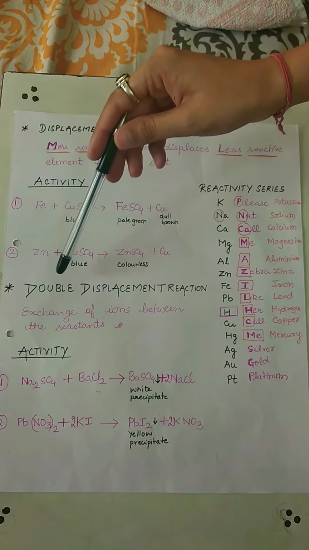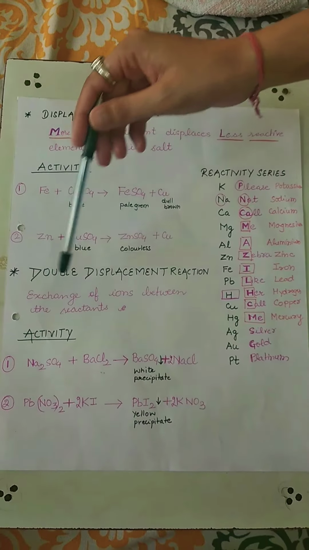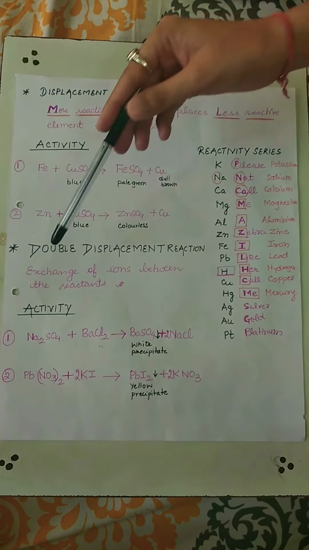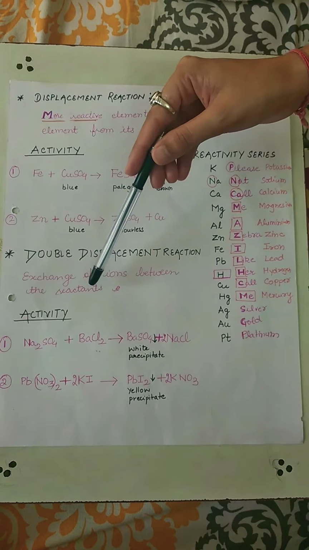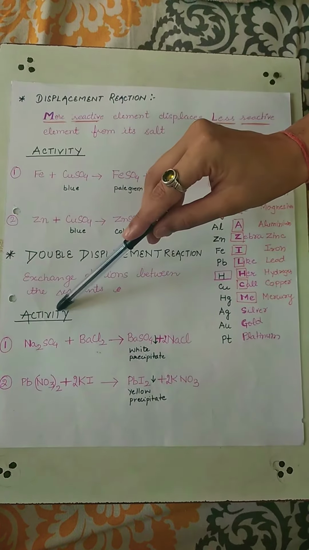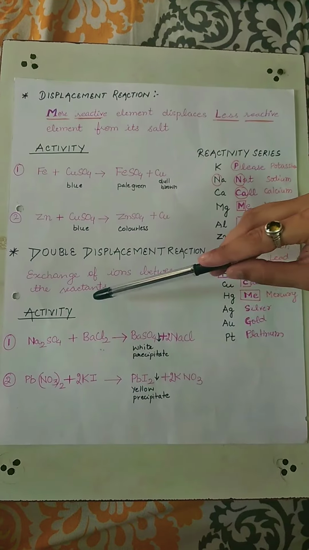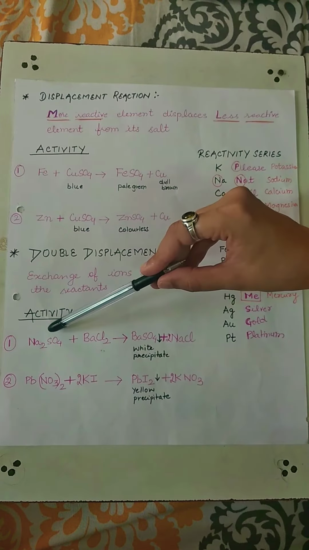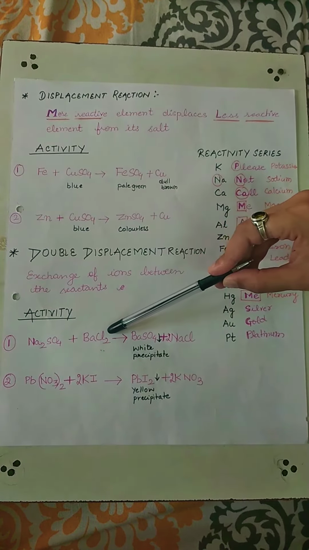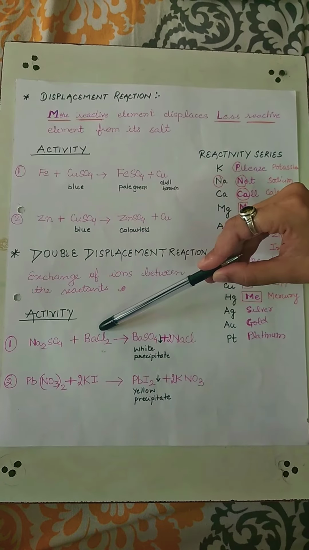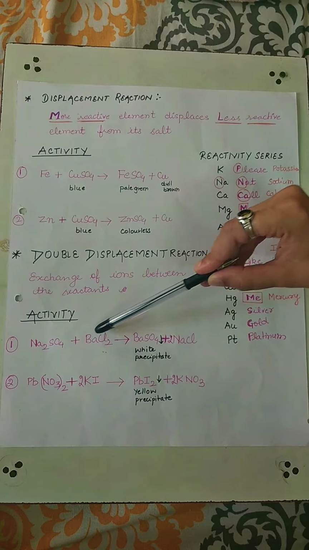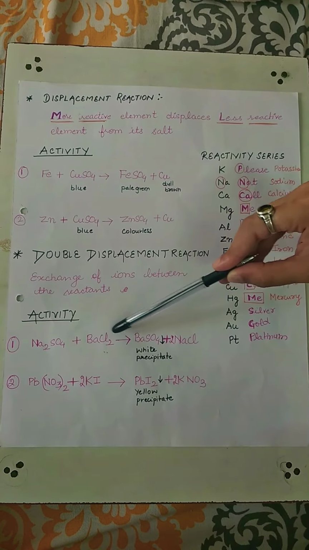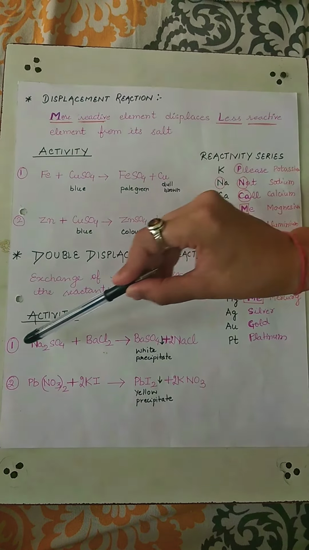Now the next reaction which we have to study is double displacement reaction. In this reaction, there is exchange of ions between the reactants, children. Now we have to study two activities under it. One is the reaction between sodium sulfate and barium chloride. Both are colorless solutions. When sodium sulfate Na2SO4 and barium chloride BaCl2 are mixed together, what happened?